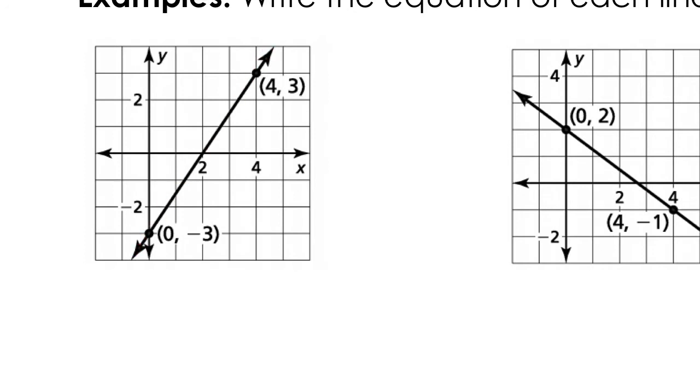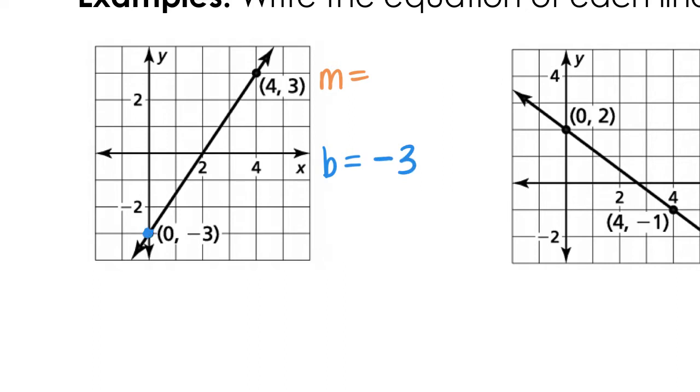So we need to find two things. We need to find the slope and the y-intercept. The y-intercept is the easier one to find because you should be able to just look at the line and figure out where that is. This is the y-axis right here. So the y-intercept is where it crosses the y-axis, which is right here at -3, right? Looks like it's crossing at -3. So I'm going to put -3 for my y-intercept.